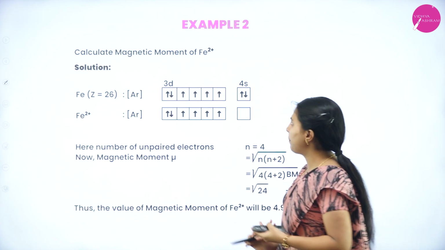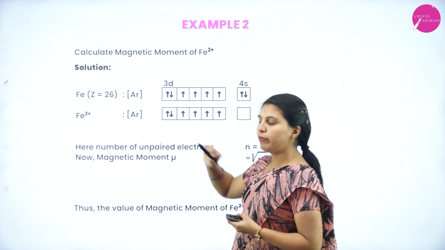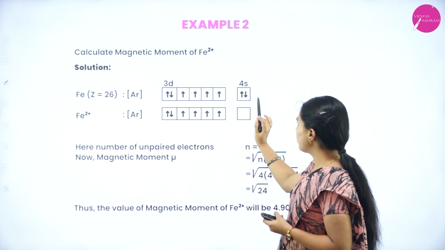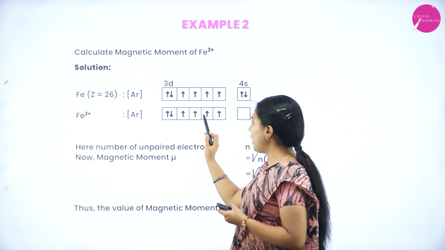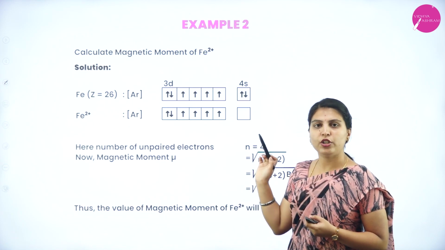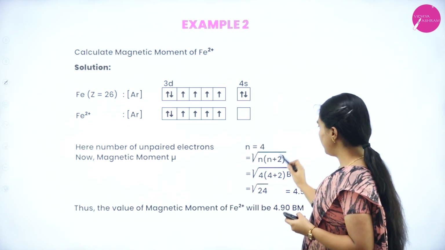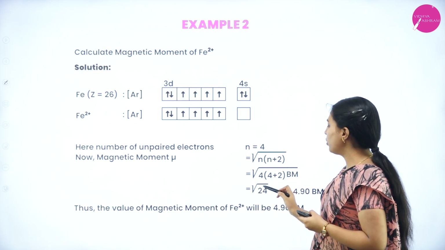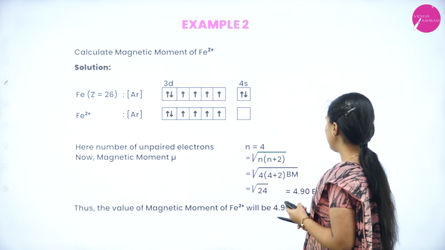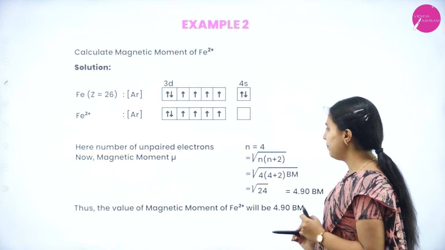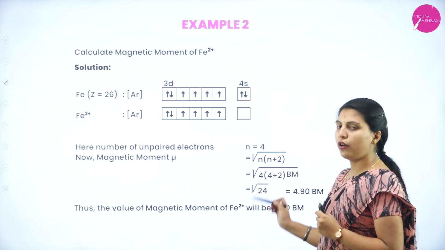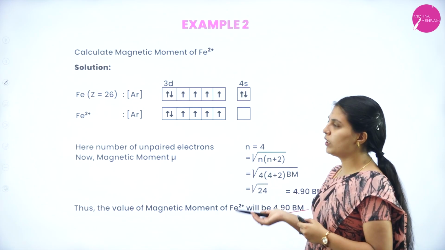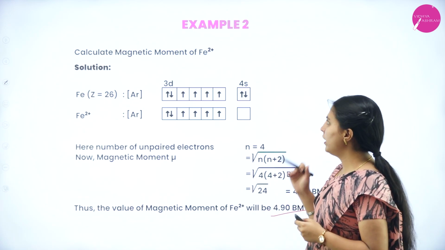Next, we will take another example, Fe2 plus. For iron, the atomic number is 26. In the electronic configuration, 2 plus means 2 electrons will be removed, and here 4 unpaired electrons are present. So, n equal to 4. We have to apply that in the formula, n equal to 4. So, 4 into 4 plus 2, root 24. Root 24 equals 4.90 BM, and the value of the magnetic moment of Fe2 plus is 4.90 BM. This is how the magnetic moment is calculated for an element.